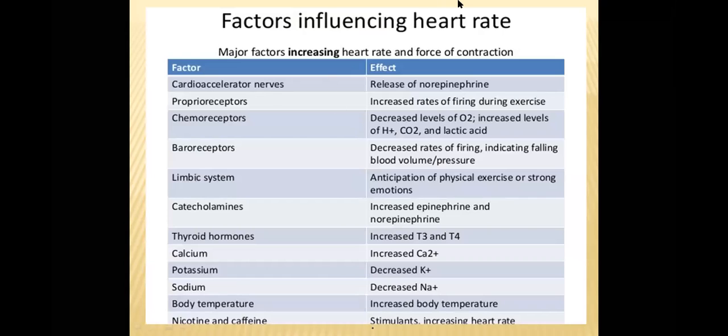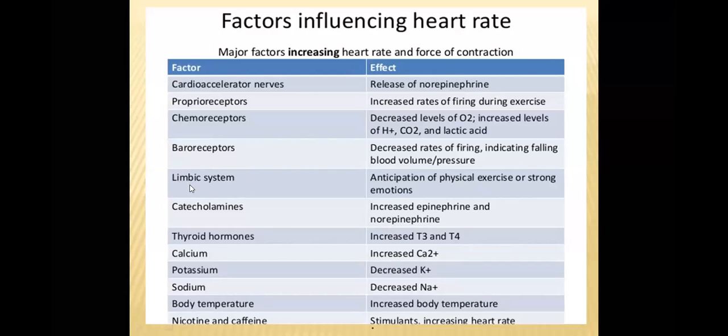And some other factors also cause increase or decrease in the heartbeat rate. The factors that increase the heartbeat rate, we can see on this slide. So the cardio accelerator center, we have discussed about this. Proprioceptors will be present inside muscles. So when the proprioceptors are activated, then only the heartbeat rate will be increased. The sympathetic nervous system will be activated by the proprioceptor impulses only. Chemoreceptors we have already discussed. Baroreceptors we have already discussed.